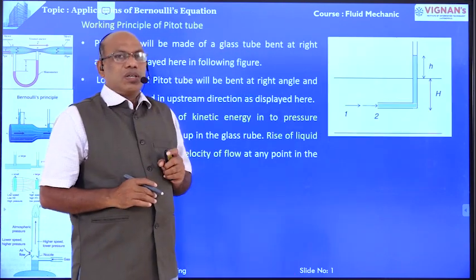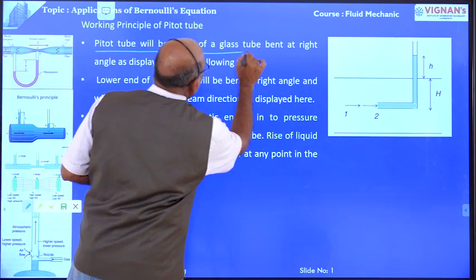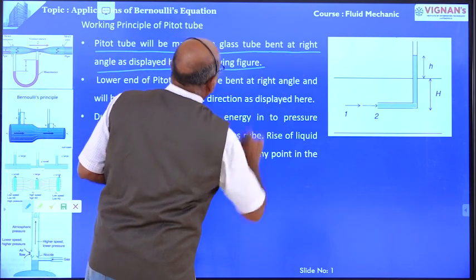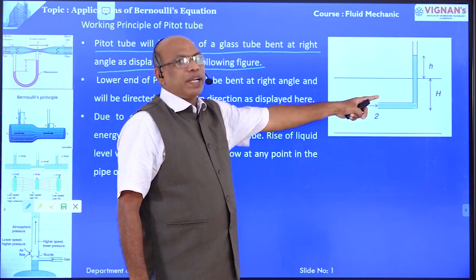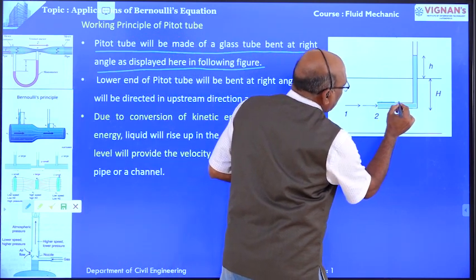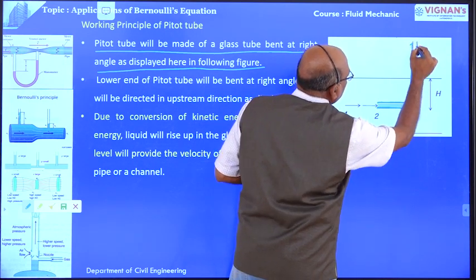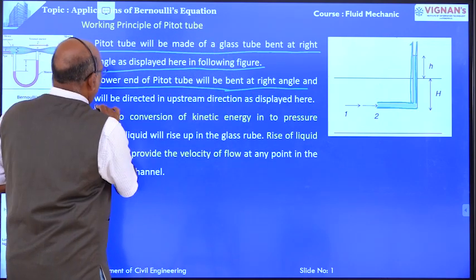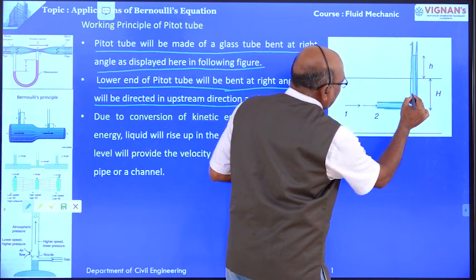We are going to discuss some more points related to the Pitot tube. The Pitot tube is made of a glass tube bent at a right angle, as displayed here in the following figure. Right, the Pitot tube is made up of glass tube bent at 90 degrees. Second point, the lower end of the Pitot tube will be bent at a right angle and will be directed in the upstream direction.